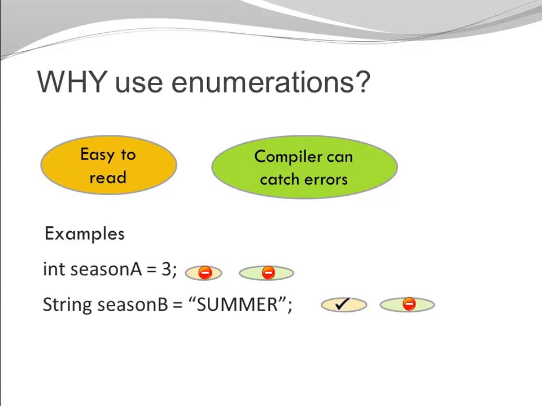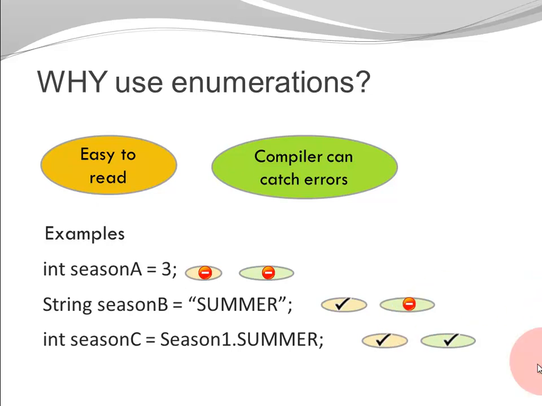What would happen if I would say, well, my season variable is declared as a string. So I have seasonB declared as a string. I call it summer. So the advantage here is this is more intuitive, easier to read. If I say summer, I know what I'm talking about. On the downside, I still don't have the support from the compiler to help me find typos. If I spell summer with one M, the compiler won't warn me.